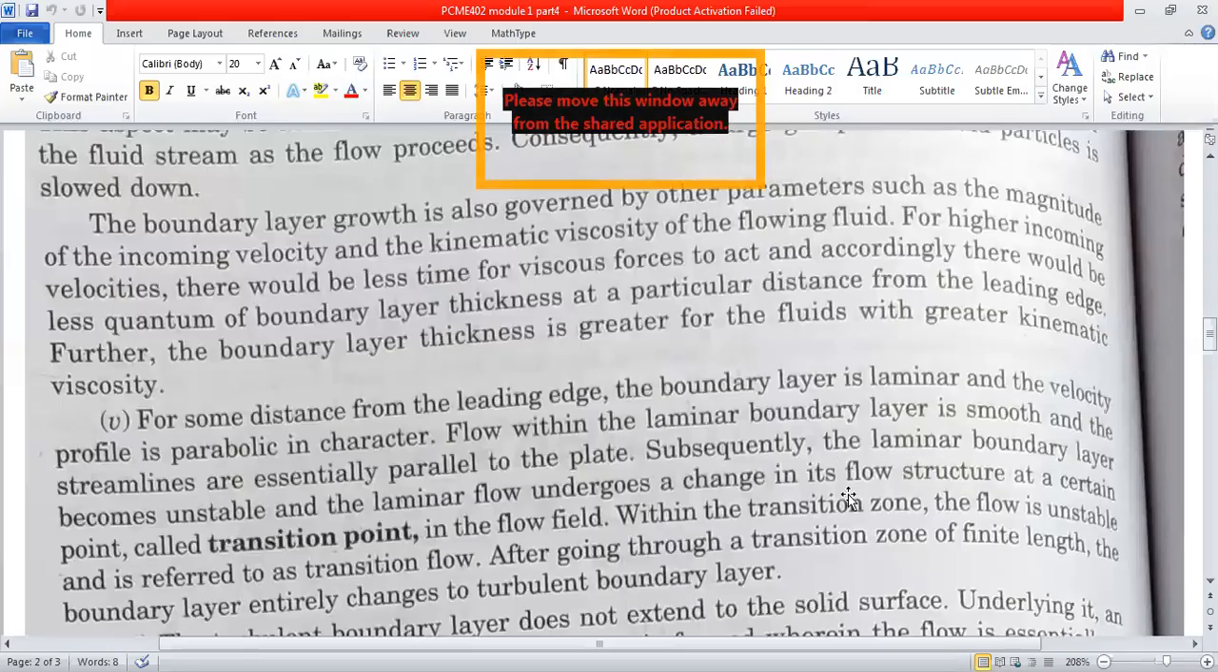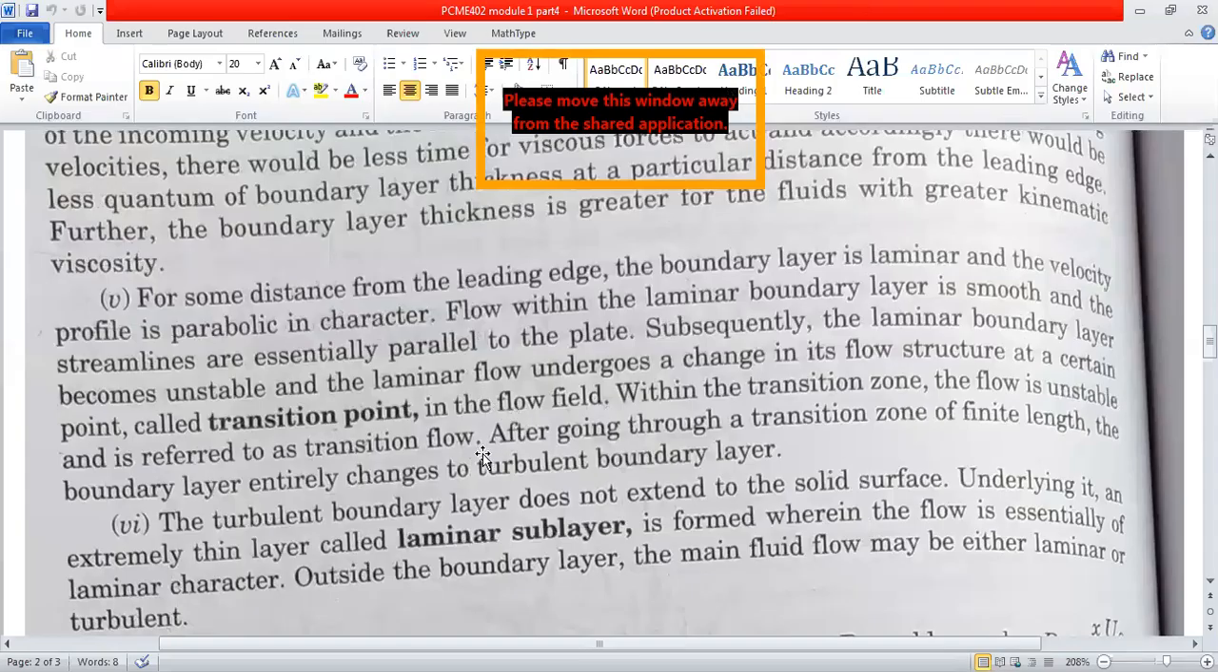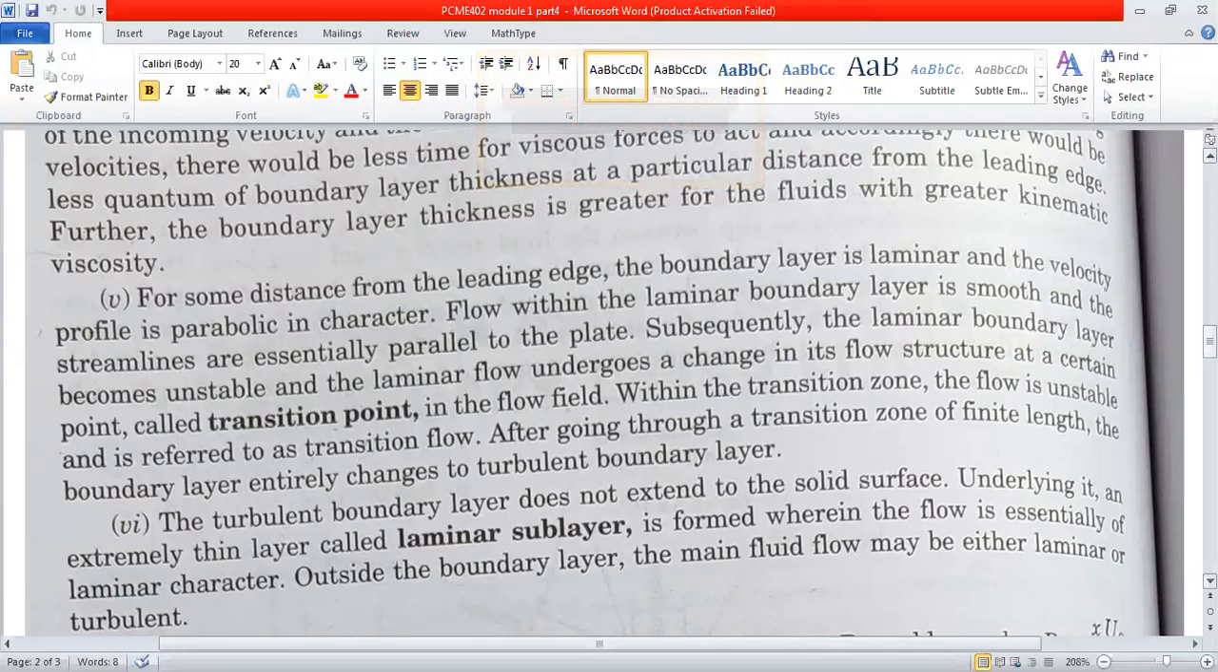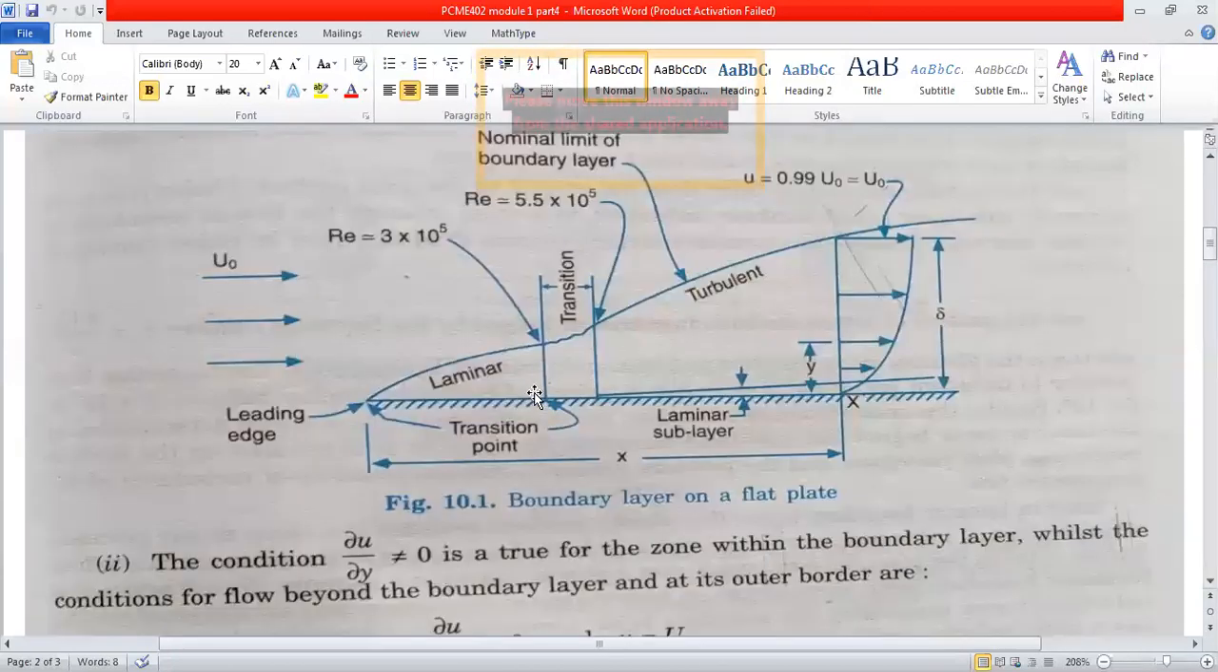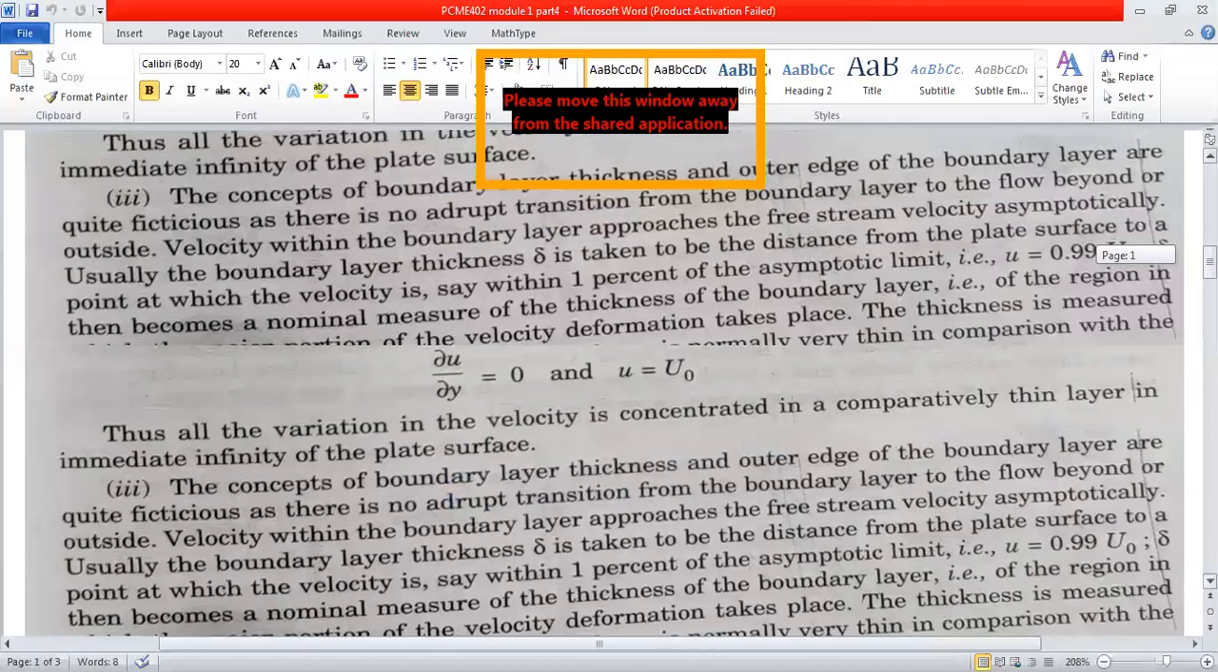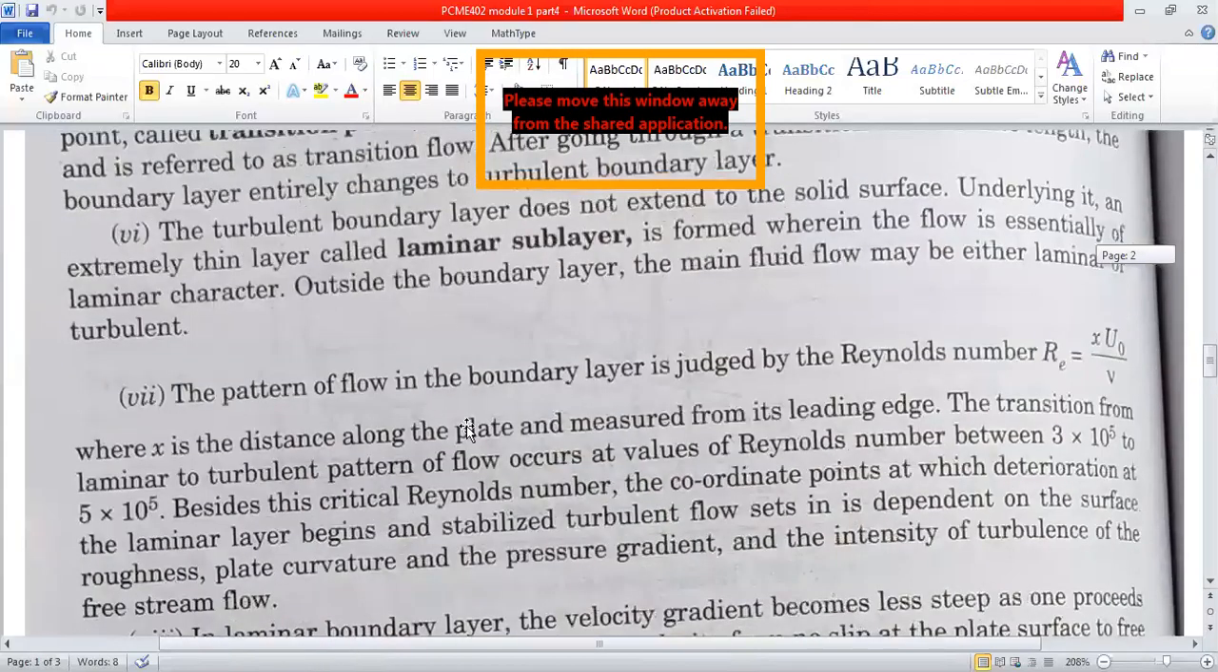We already know that. Subsequently, the laminar boundary layer becomes unstable and the laminar flow undergoes a change in its flow structure called transition. After going through a transition zone of finite length, the boundary layer entirely changes to a turbulent boundary layer. That is shown in the diagram. First is the laminar boundary layer, then the transition boundary layer, then the turbulent boundary layer. So the pattern of flow in the boundary layer is judged by Reynolds number.